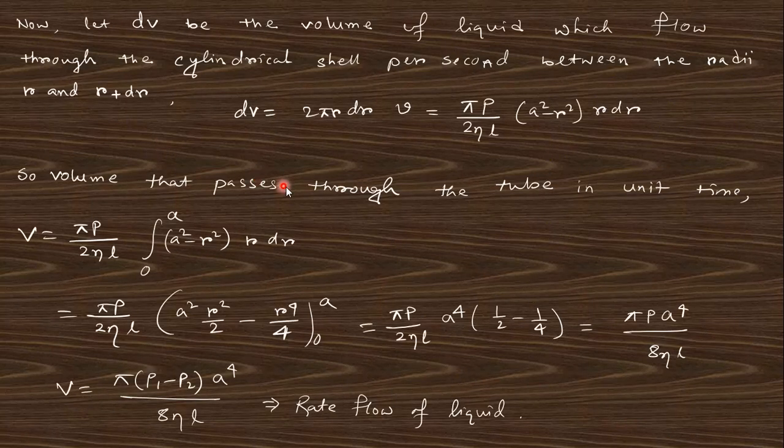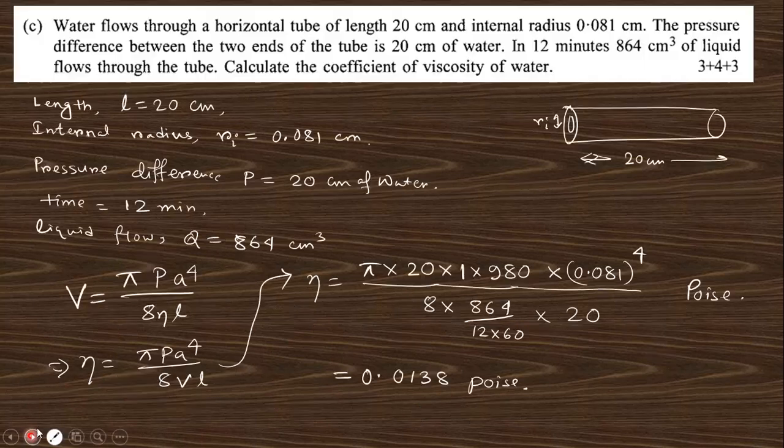After getting the velocity, you can find out the volume which is transferred through this tube. It will be 2 pi r into dr, the cross section area, into velocity, which gives the volume. After integrating, we will get this expression, that is the volume rate of flow for the fluid. And using this formula, you can find out the viscosity. You can check, this will be the answer.